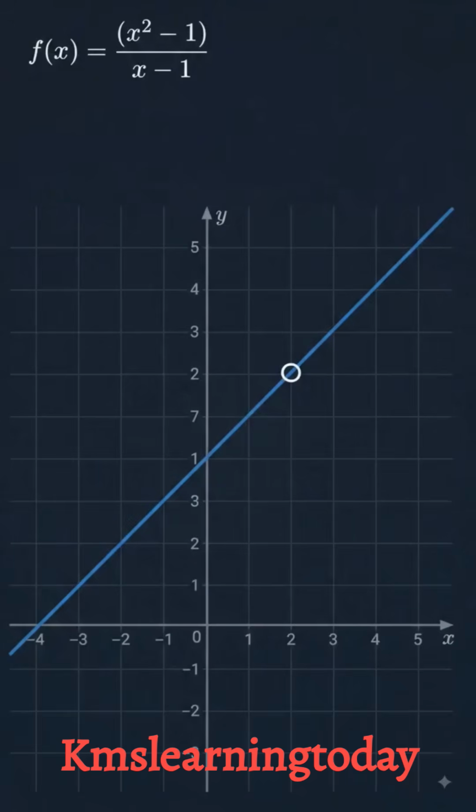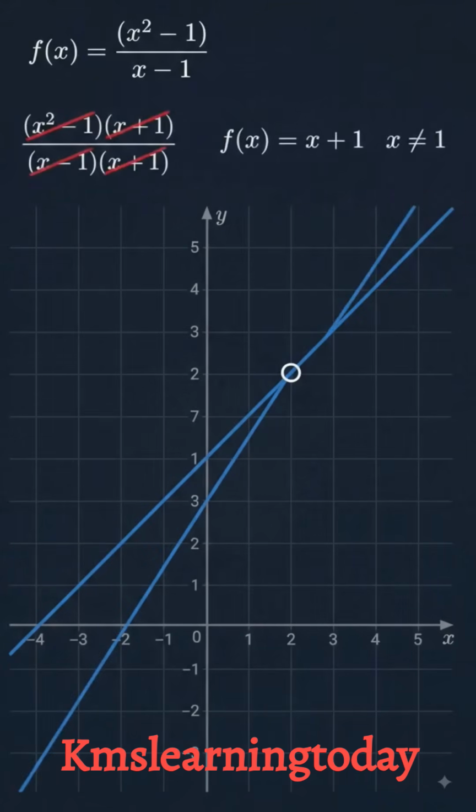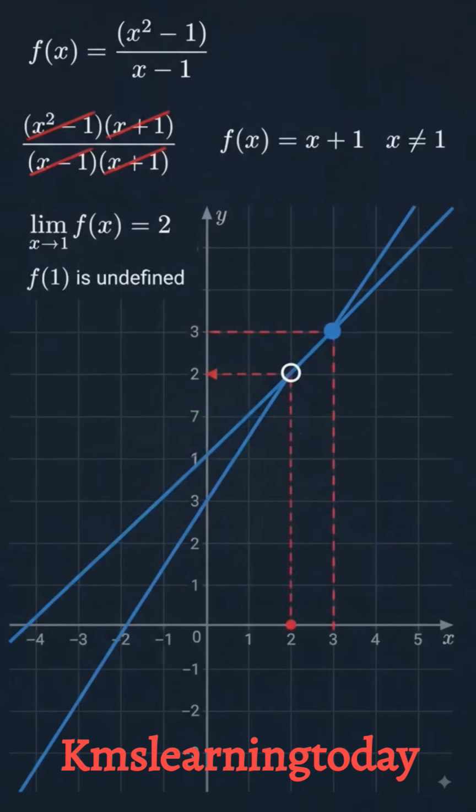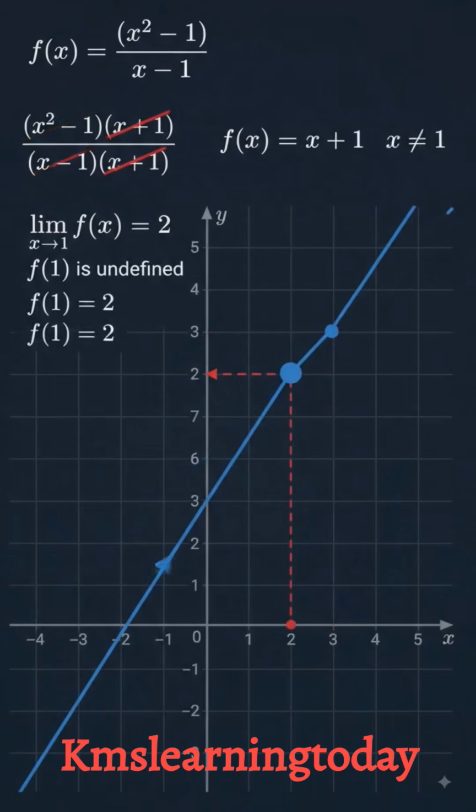Here is an example with a removable discontinuity. The expression simplifies to x plus 1, so the limit as x approaches 1 is 2, but the function is not defined at x equals 1. The hole can be removed by defining f of 1 as 2.